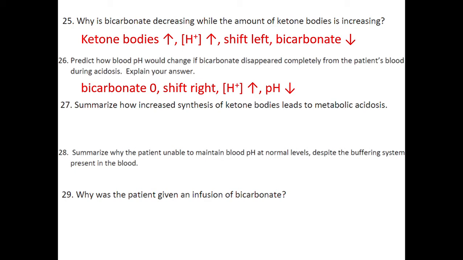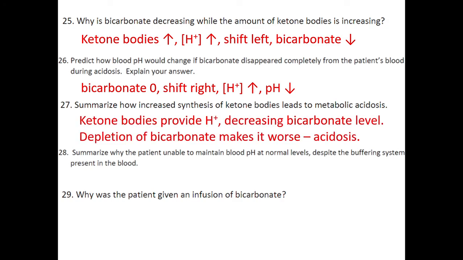Question 27: summarize how increased synthesis of ketone bodies leads to metabolic acidosis. What do you know? Ketone bodies provide H plus, and it will decrease bicarbonate level. And when we don't have bicarbonate, it will make it worse. That will cause acidosis. Okay.